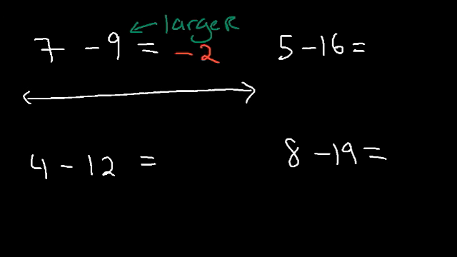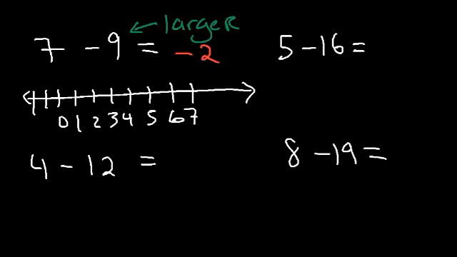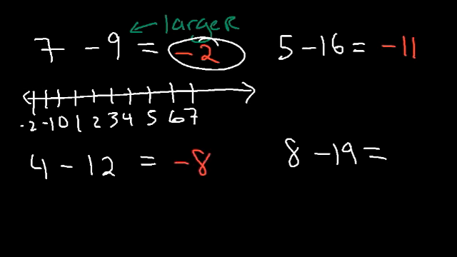7 minus 9 is negative 2. If you start from 7 and travel 9 units to the left, let's count it. 1, 2, 3, 4, 5, 6, 7, 8, 9. So this will be 6, 5, 4, 3, 2, 1, 0, negative 1, negative 2. So we get that answer. 5 minus 16, you should get negative 11. 4 minus 12 is negative 8. And 8 minus 19 is negative 11 as well.